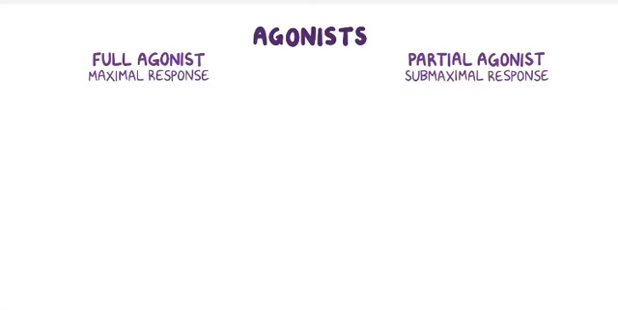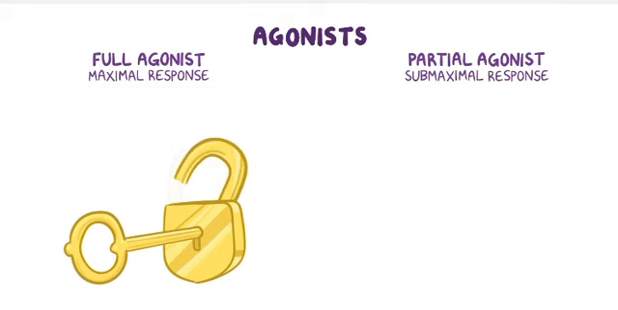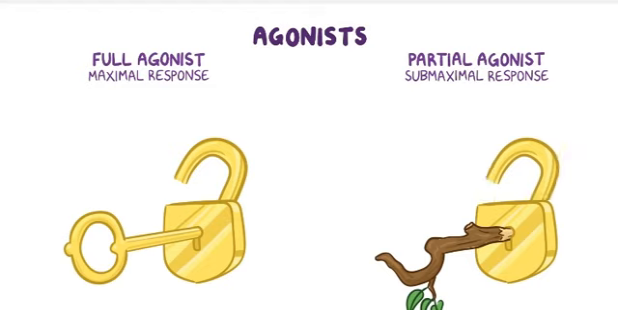In other words, a full agonist is like a really well-made spare key that's just as effective as the ligand, while a partial agonist is a poorly made spare key that could open the lock, but it takes longer.